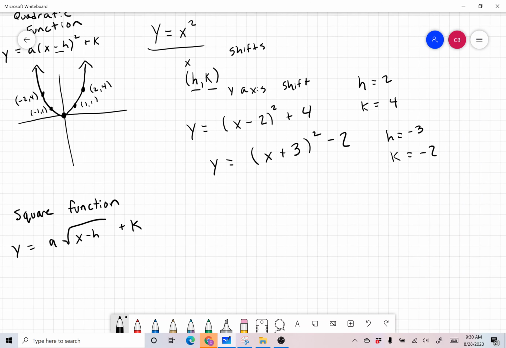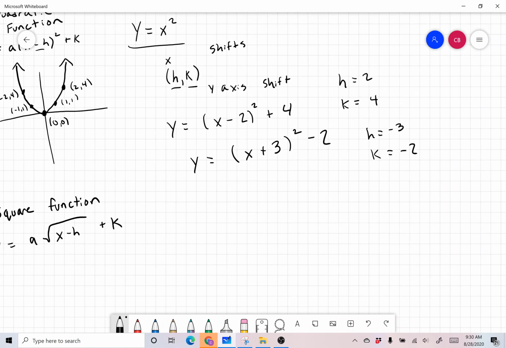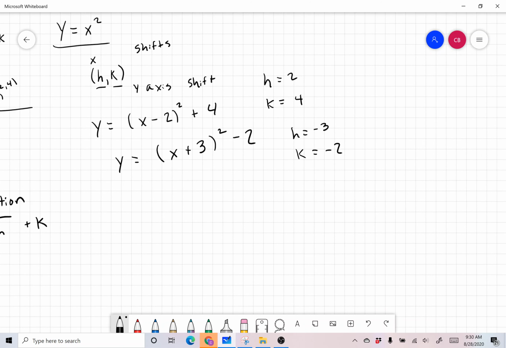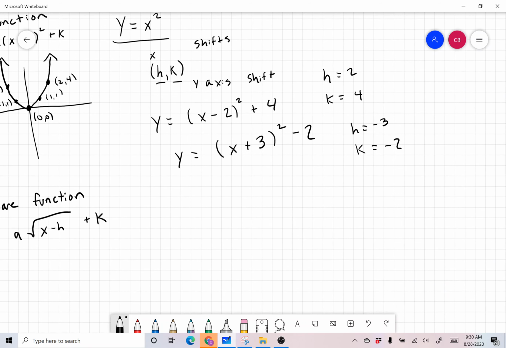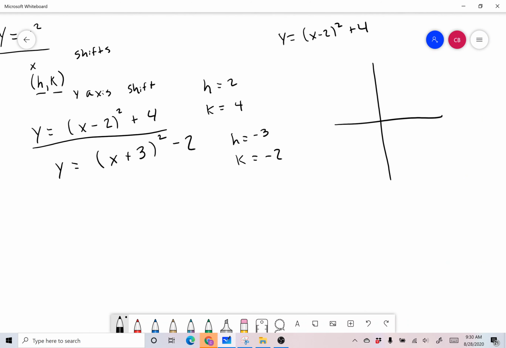So when I say that's a shift, notice that this point here is at 0, 0. So what I'm going to do is I'm going to shift it h and k units to the right and up. So let's graph this one. We're doing y equals x minus 2 squared plus 4. That 0, 0 is going to move 2 units to the right because this is positive, and 4 units up. So this 0, 0, the blue one, is going to move 2 to the right, 1, 2, and up 1, 2, 3, 4.